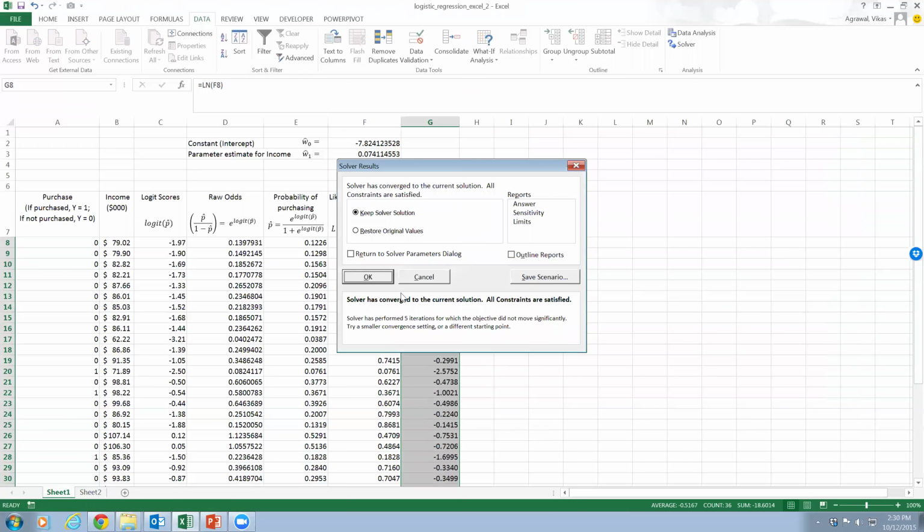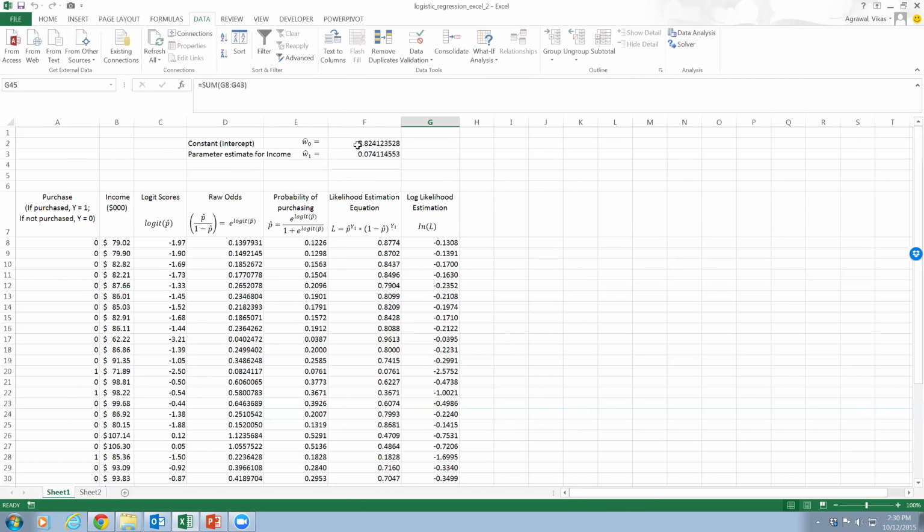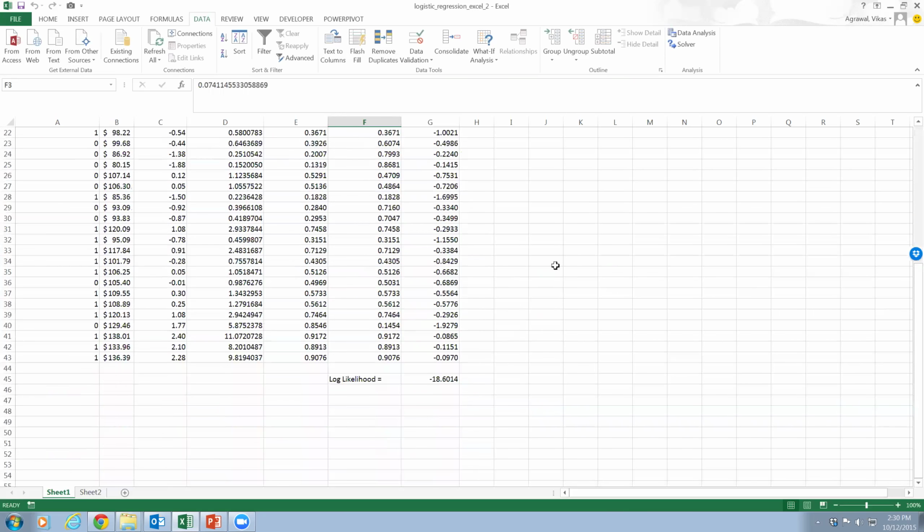If you solve this one, you'll get this answer. So you have maximized the log likelihood, which in this case is 18.6014, and these are your best possible estimates for W0 and W1. So basically your regression equation is 7.824 plus 0.074 times income. So that's your logistic regression, and that's how you do it in Excel.